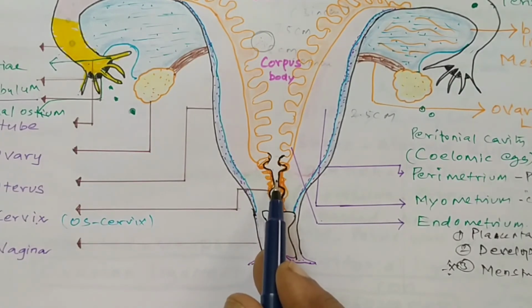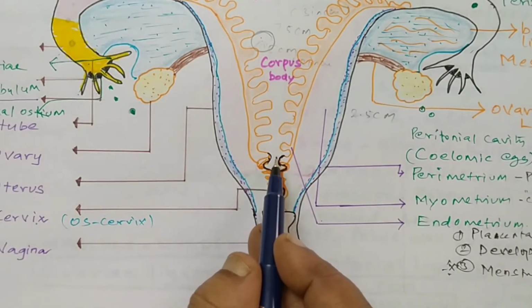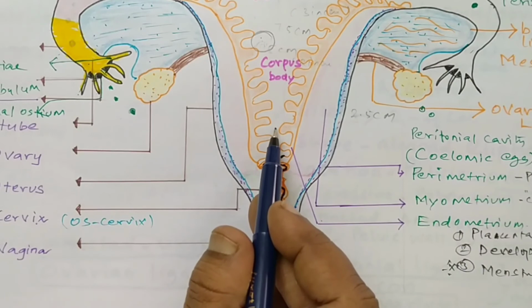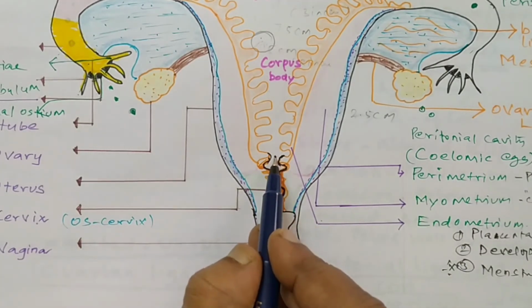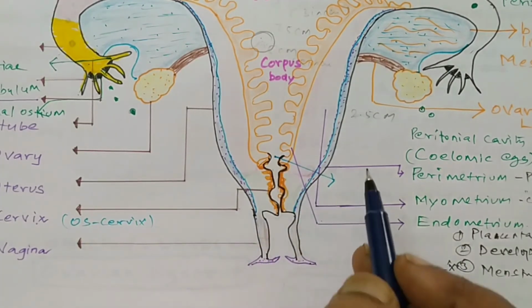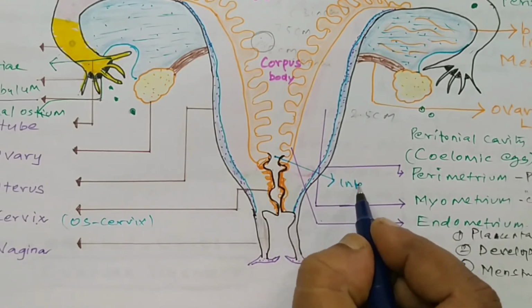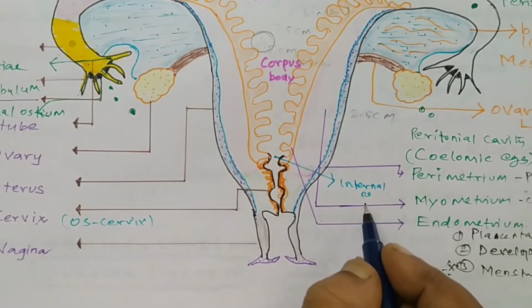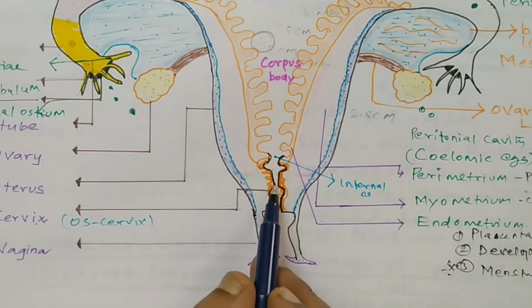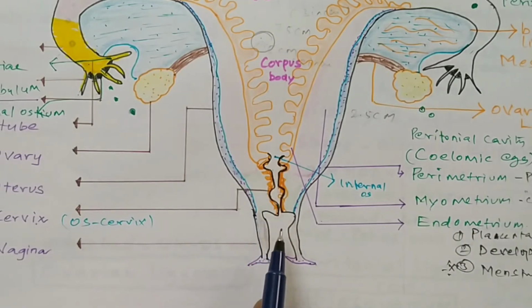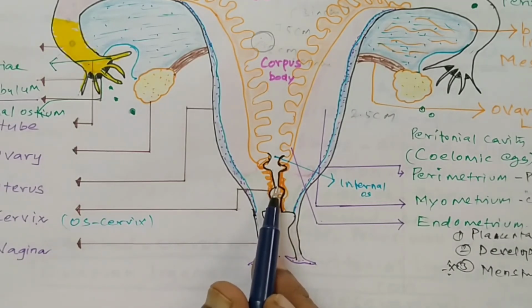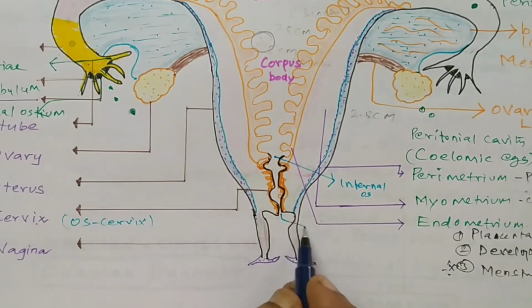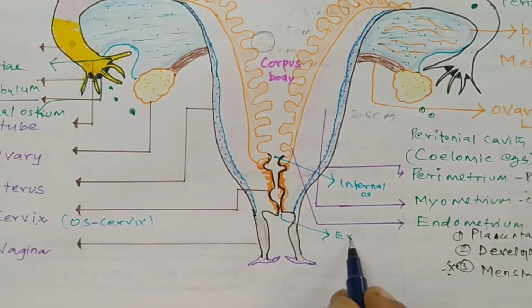The cervical canal communicates to the uterus. This is one opening. The uterus communicates to the cervix by this opening, which is termed internal OS. OS means orifice. The cervix communicates to the vagina. This is the vagina. The cervical canal communicates to the vagina by another opening, which is termed external OS.